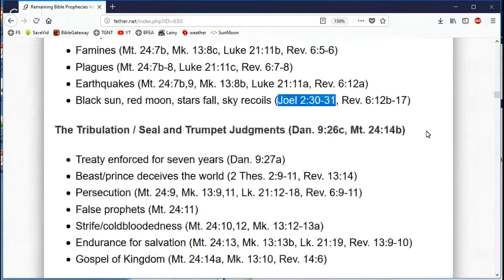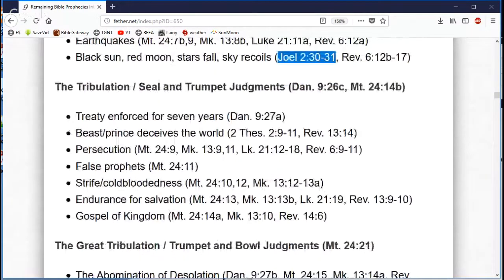And then we have the end of the seal judgments, the beginning of the trumpet judgments, where Jesus talks about the time of trouble. And there's Daniel 9:26 and Matthew 24. We have the treaty, the beast, the persecution, false prophets, endurance for salvation, which again does not apply to the church, and the gospel of the kingdom.